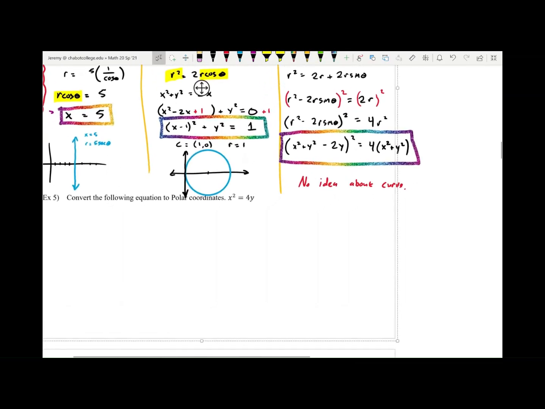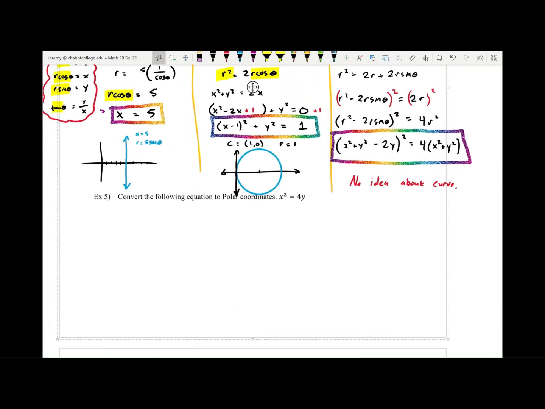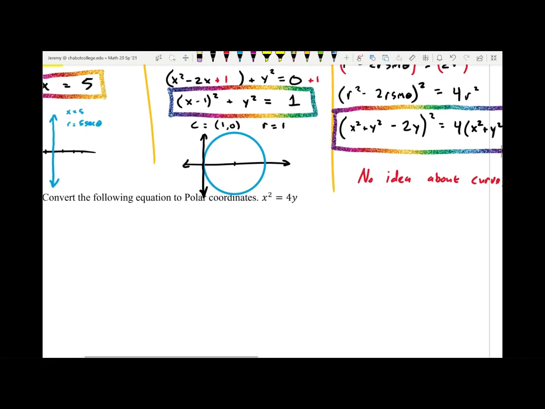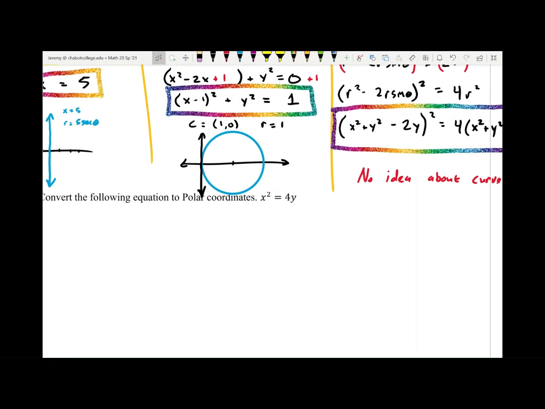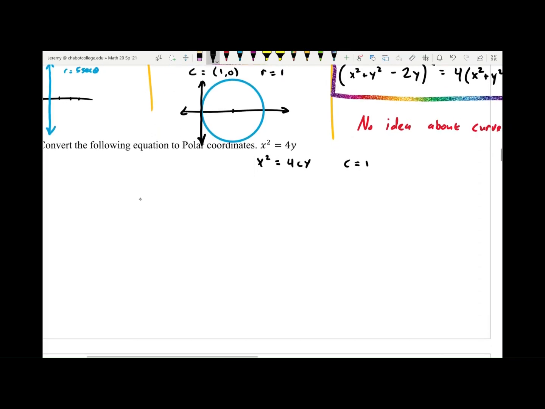Okay, and then example 5, last example of this section. We want to convert the following equation to polar coordinates. So we've got this in rectangular form, and you might recognize this is the equation of a parabola, right? This is in the form x squared equals 4cy, where c is equal to 1. So I know that this is going to be a parabola. I can tell this is a vertically oriented parabola.